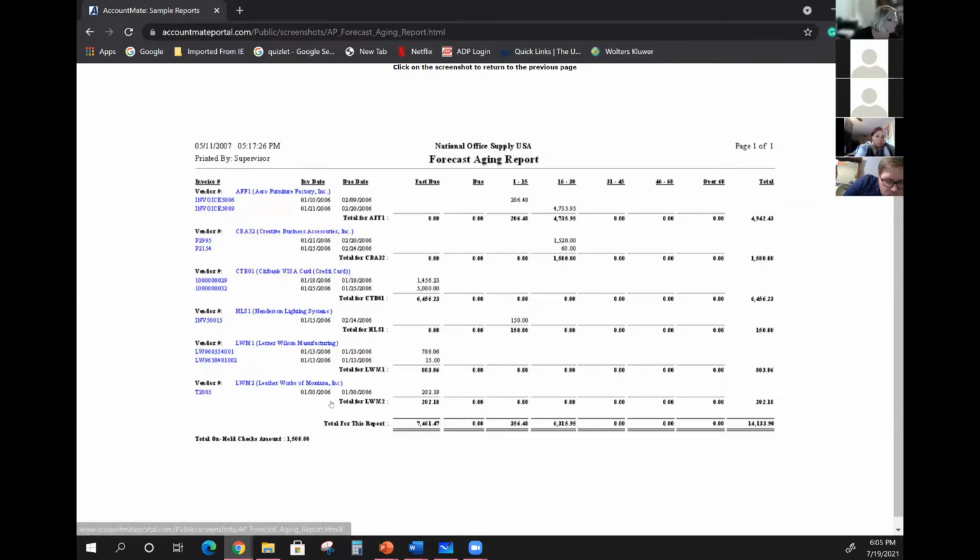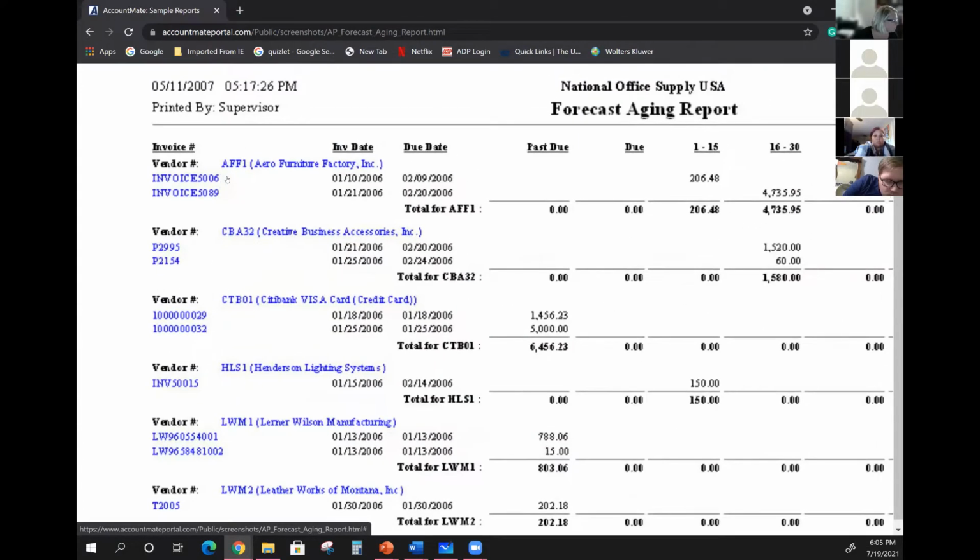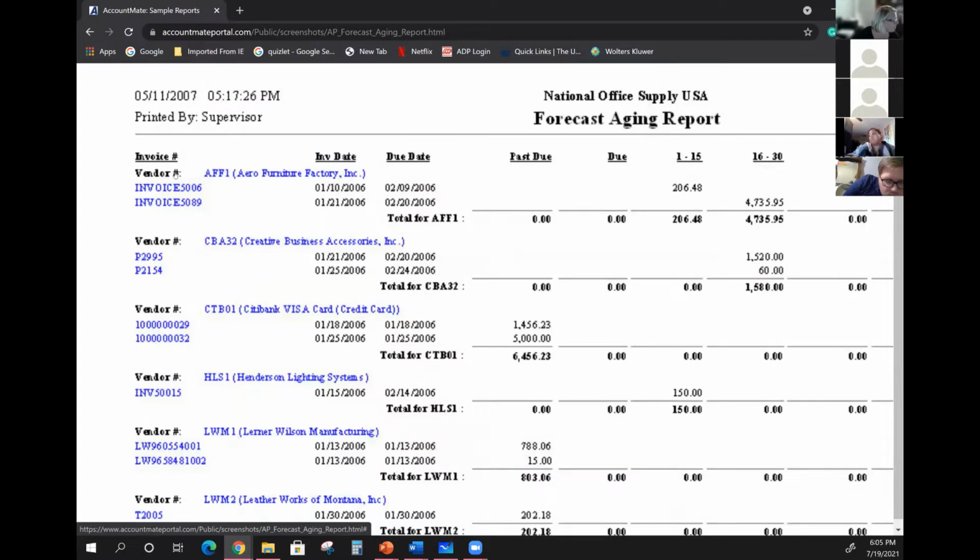See how you have on this report, let me blow it up a little bit bigger. You'll have on here the vendor ID, and it tells you that it's Aero Furniture, and it's got these invoice numbers here.